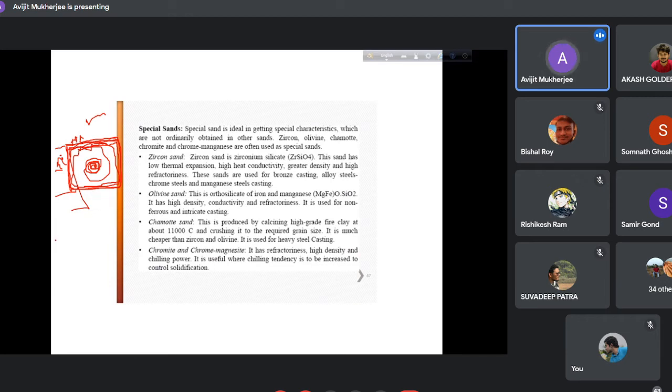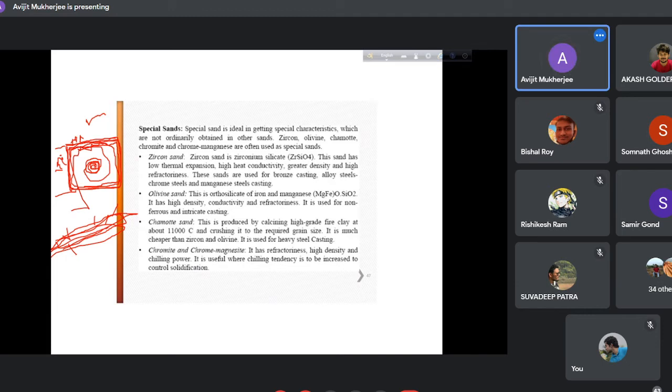On the contrary, if the section thickness of the cast part is very thin, then immediately they will release the heat to the atmosphere and all the portions will be solidified equally. So in such cases where solidification in the mid portion or central portion is a problem, then the chilling tendency may have to be increased.